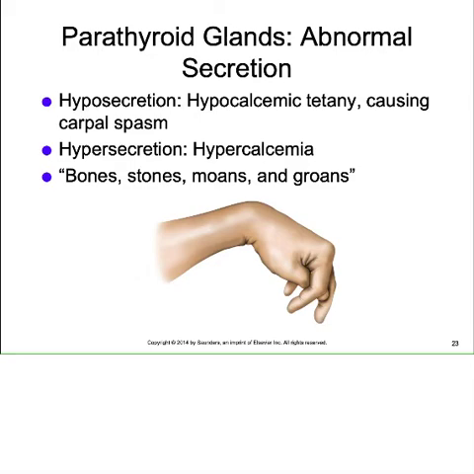The way to remember this is stones, bones, groans, and psychiatric overtones. Bones for bone pain, and that's related to the loss of bone density. Stones for kidney stones. Moans for problems with smooth muscle contraction, and groans as a result of, again, problems with muscle and nerve activity, and psychiatric overtones because of your state as a result of these high calcium levels.